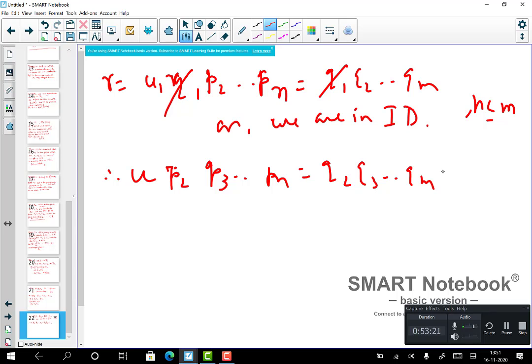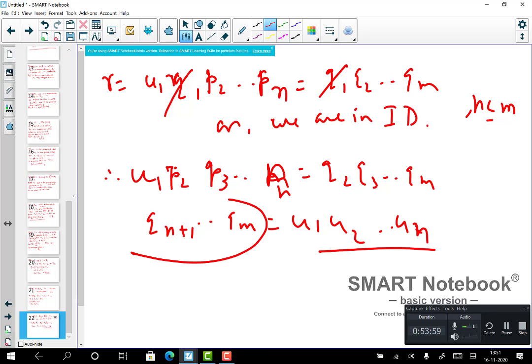Now you will do the process again. Now p2 is also an irreducible element, and that also divides this q2 q3 up to qm. So that means one of those qi's will be an associate of this, right? Now you apply the same process again and cancel it out. If you cancel it out, then what happens? Your number will become less. So after n many stages, what happens? After n many stages, you will have q n plus 1 to qm, and that has to be equal to some u1 times u2 times some units. These are all units, right?